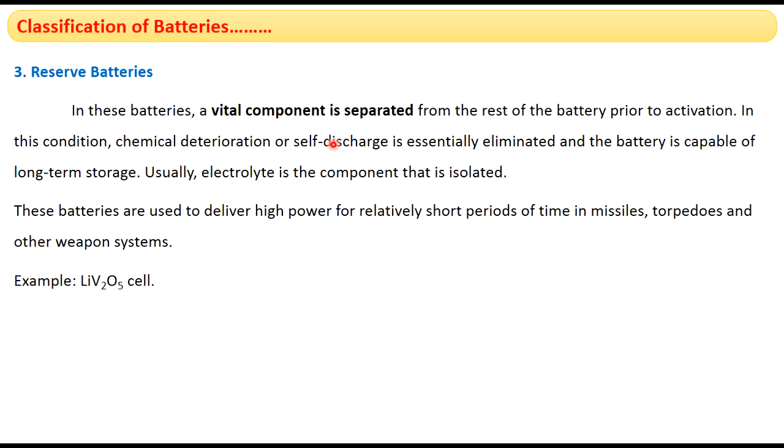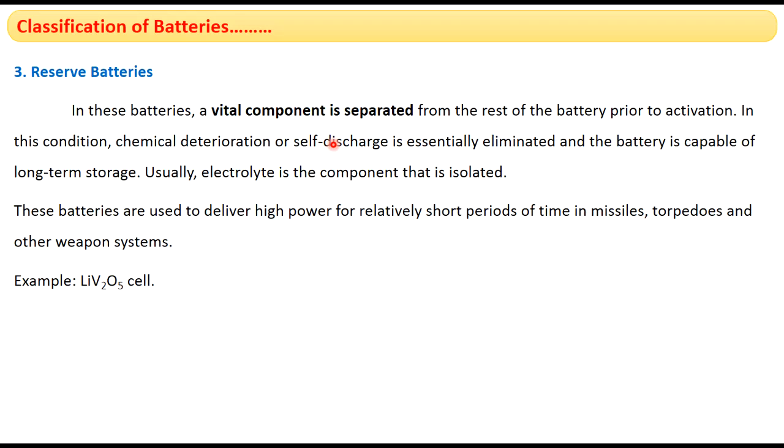Some batteries, even though they are not used, will run down during storage itself. They undergo self-discharge. That process is called self-discharge. This is prevented in reserve batteries by separating a vital, important component of the battery. This is one advantage we get if we separate the vital component. Another advantage is that we can store the battery for a longer period. And usually in most of the reserve batteries, the vital component which is separated is the electrolyte.